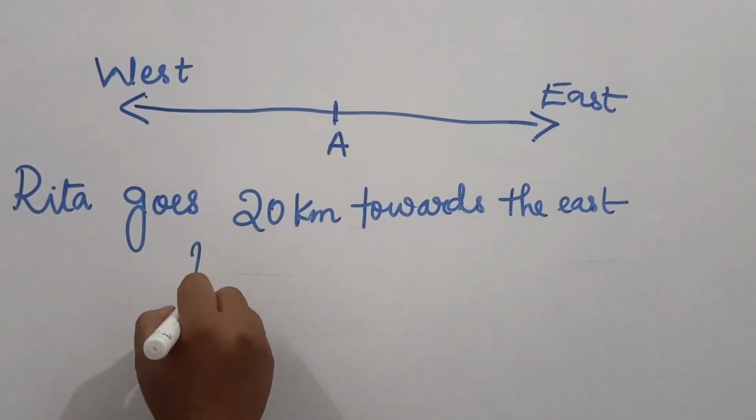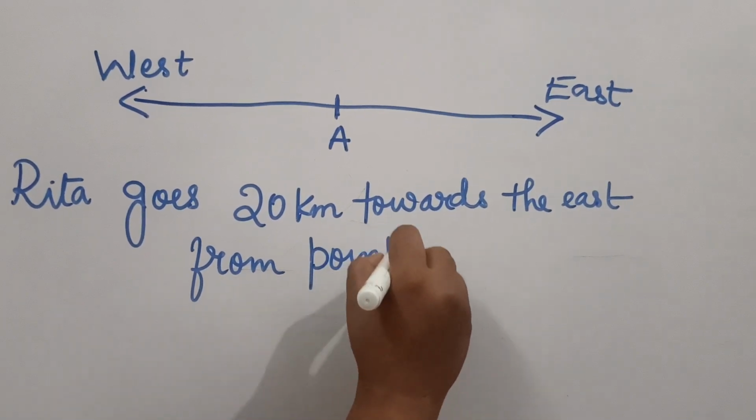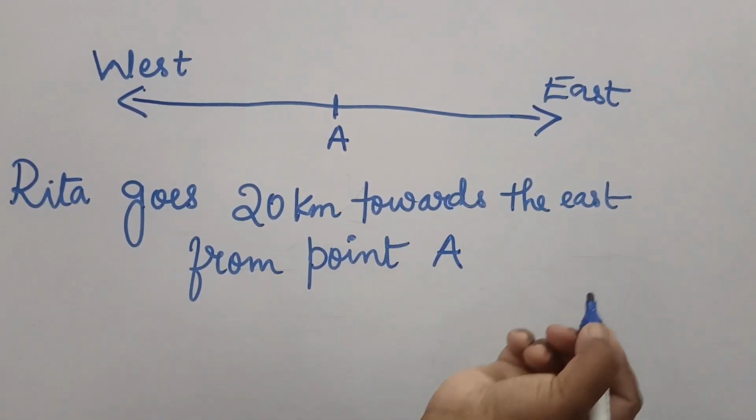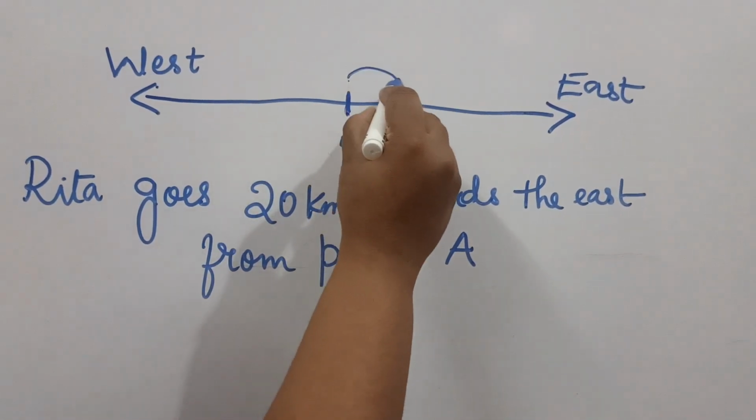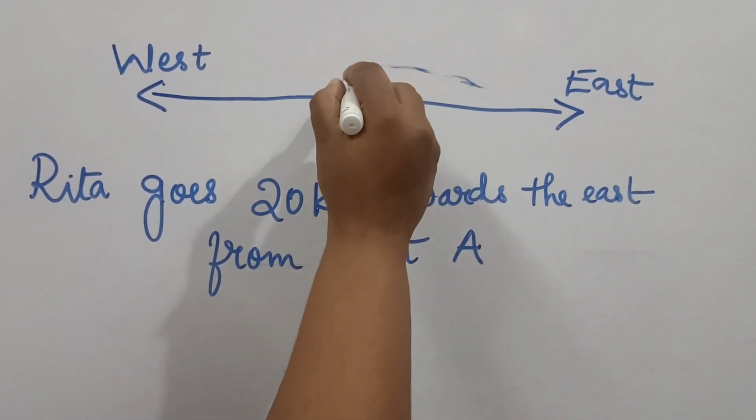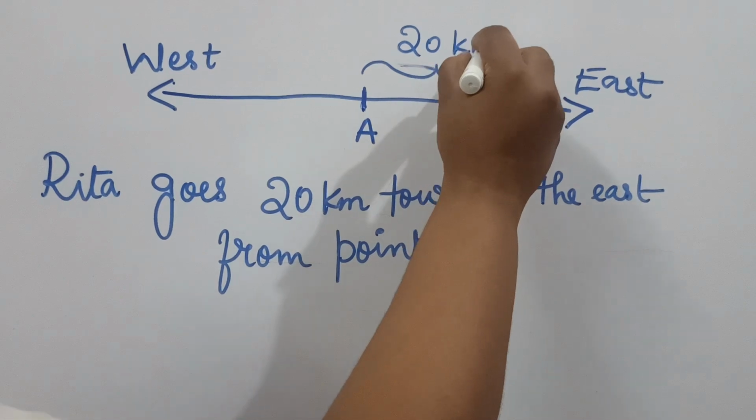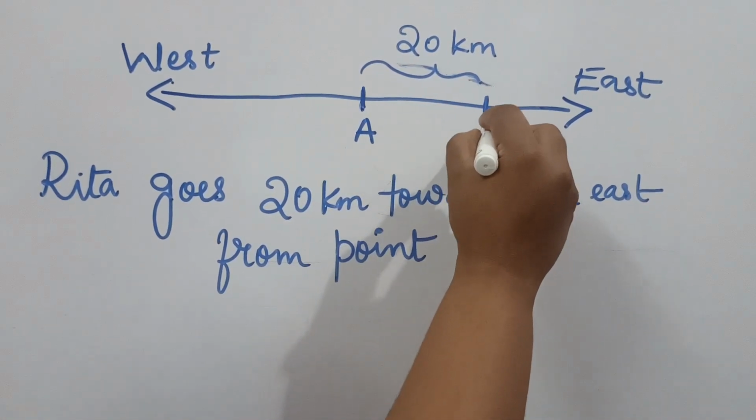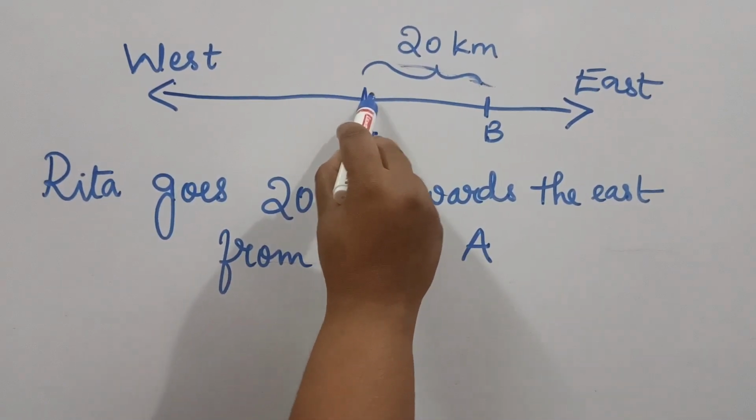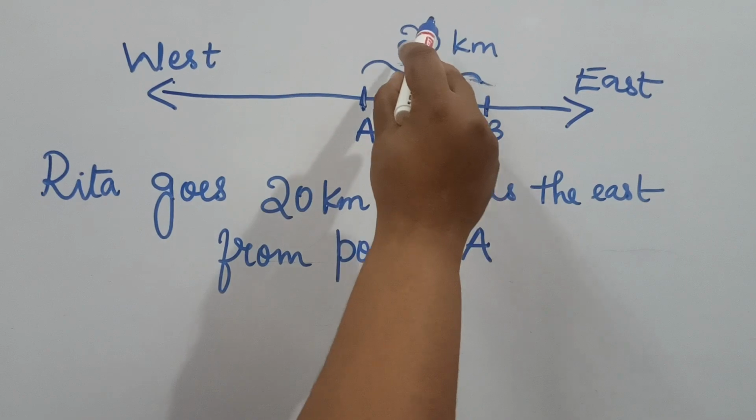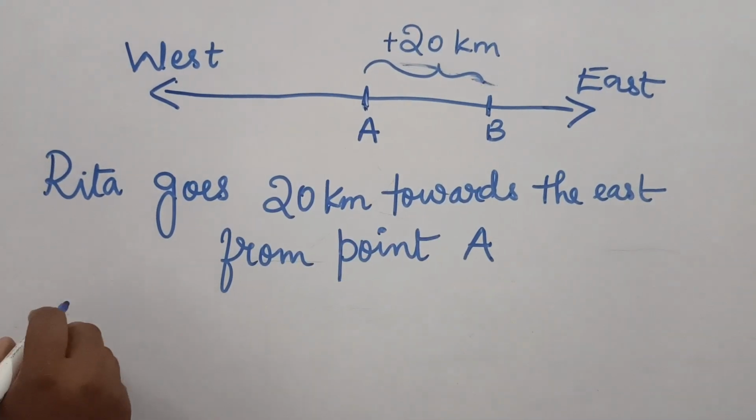Okay, from point A. So where is point A? Here is point A. So she moves 20 kilometers. I'll mark it like this. Okay, 20 kilometers from here, and that is point B. This is the distance that she traveled, and from point A she travels towards point B, and that is represented as the positive integer. Okay, then what does the question say?